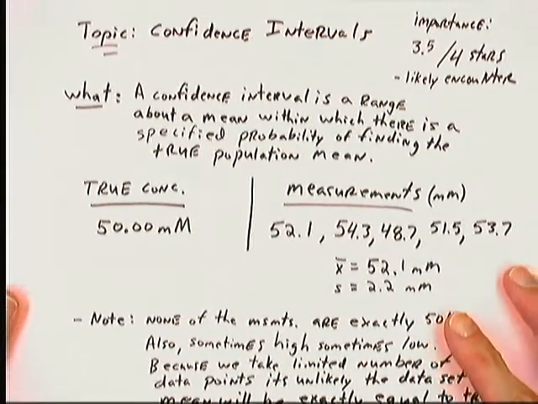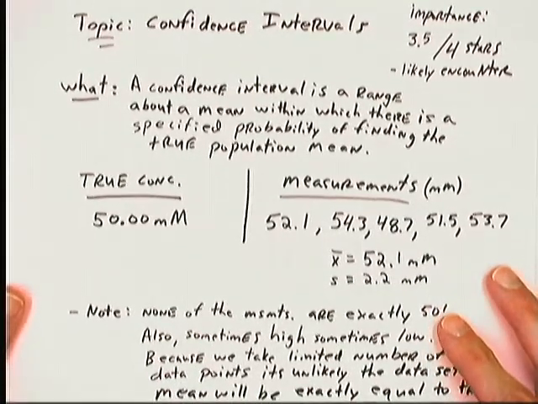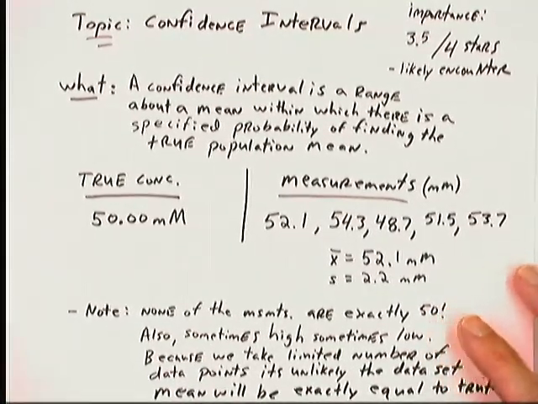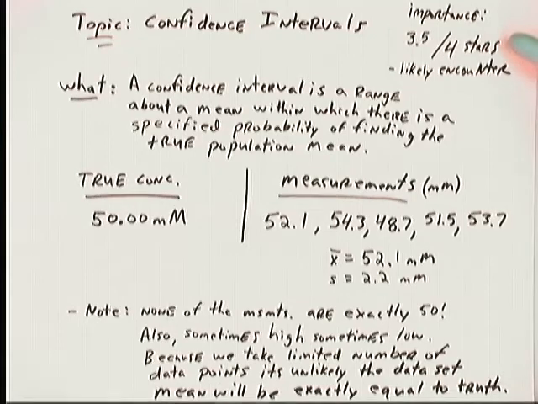The topic of this video is going to be something called confidence intervals. Confidence intervals, it's a relatively important concept for your analytical chemistry class. I would rate it at least an importance of 3.5 out of 4 stars. It's pretty likely you're going to encounter a problem based on this during your semester exams and also during your standardized final exam. I mean, it really approaches a 4 out of 4 star type importance. It's pretty common to see this type of problem.